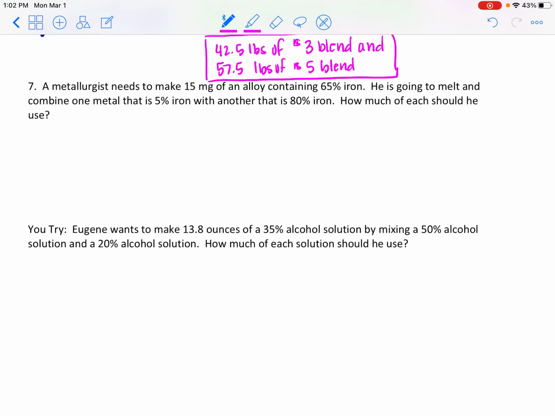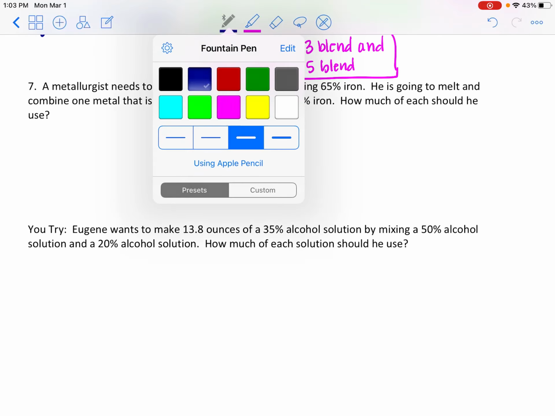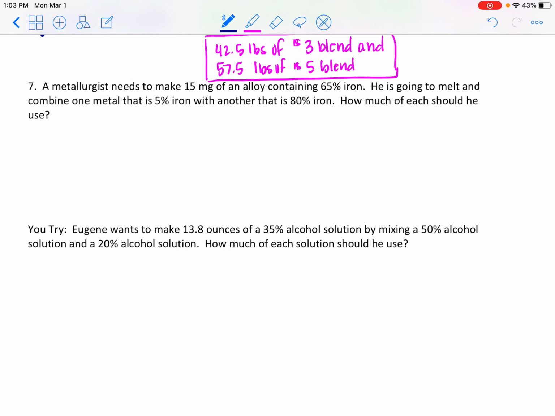This is just like the Starbucks problem, right? He's got a 5% iron, he's got an 80% iron, and he needs to mix the two to end up with a 65% iron. So one's not enough, this is too much, he's got to mix to make his blend, okay? So let's see. It says how many of each of these metal mixtures is he going to have to use? So let's say x is the milligrams of 5% iron, and we're going to have y milligrams of the 80% iron.